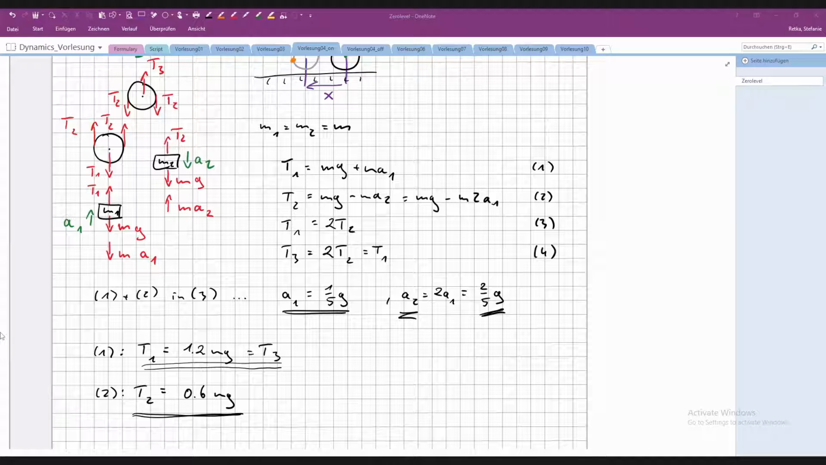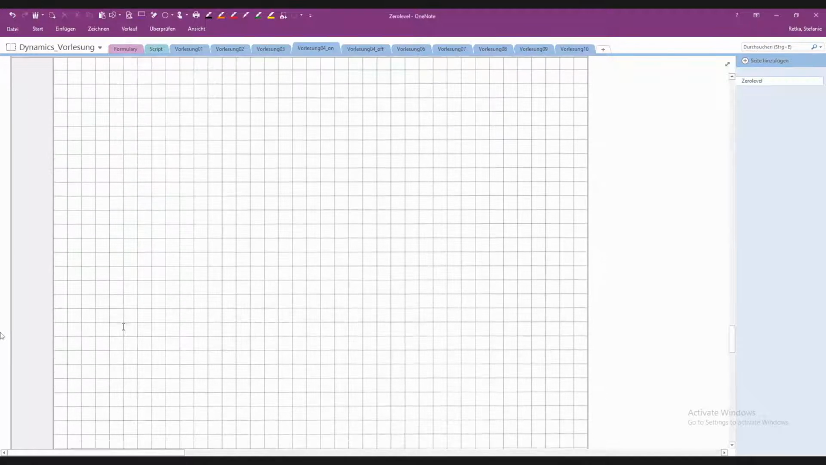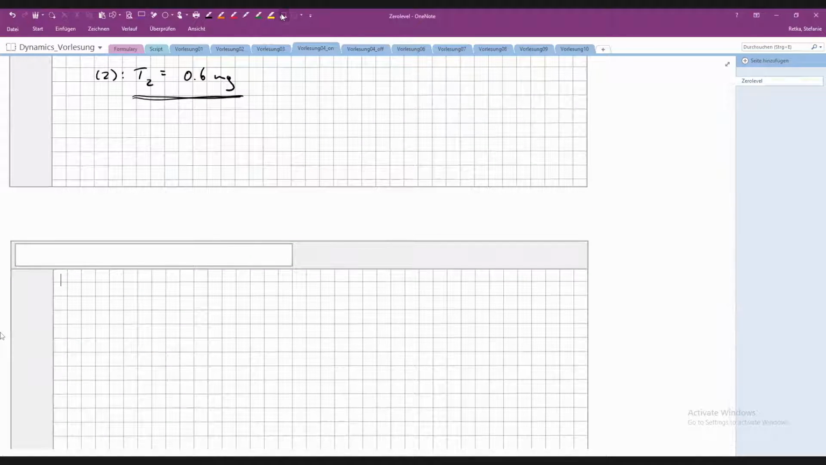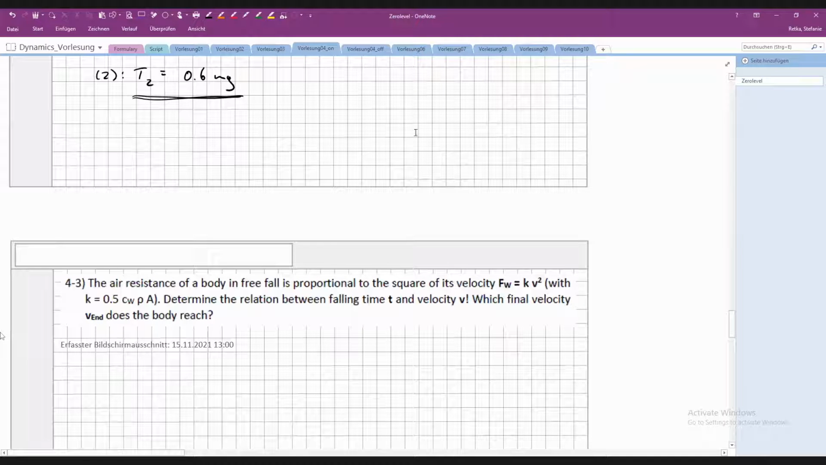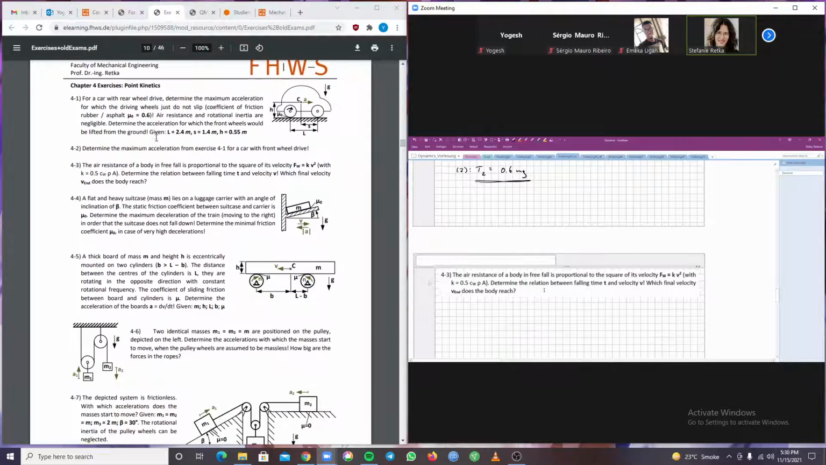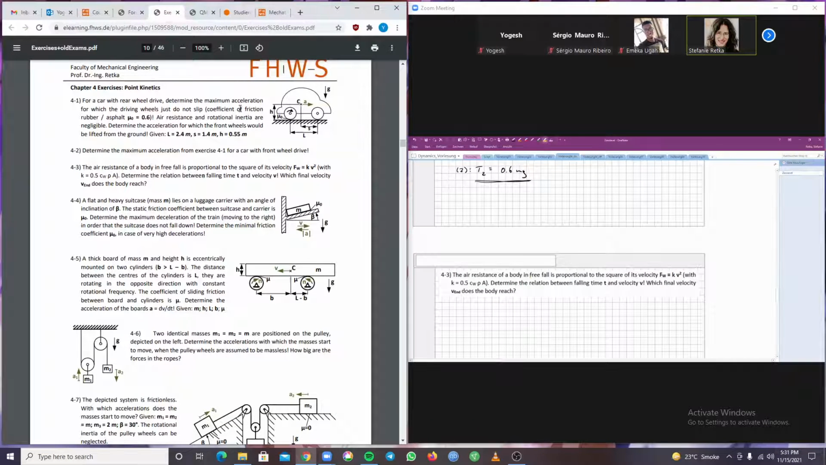And that is exercise 4.3. Okay, there it is. So what do we have? We have an object in free fall. And the air resistance is given with this equation. The drag coefficient is given as well, same equation as in the bike problem, of course.